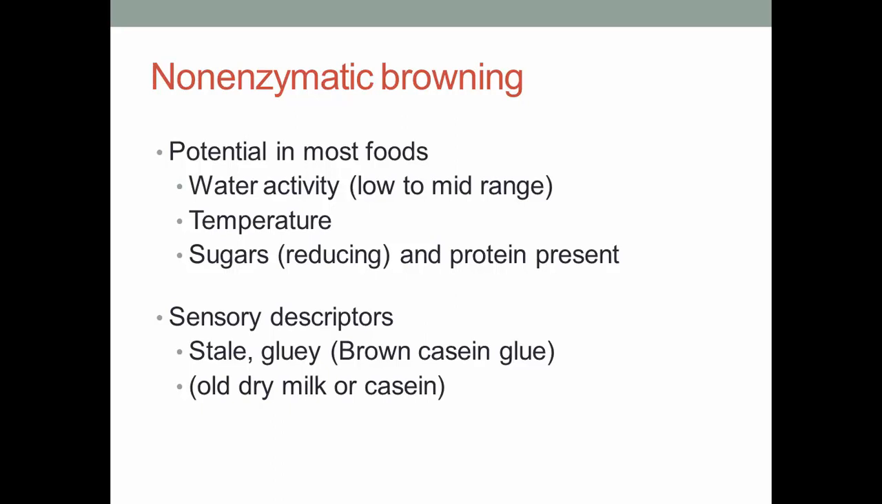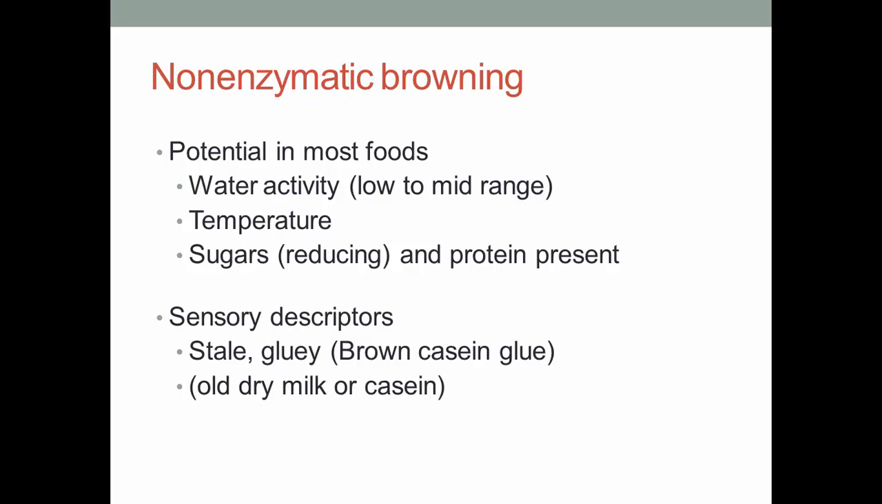So if you've got semi-moist foods, pasty-style foods, they are especially prone to non-enzymatic browning. Anything that's stored under higher temperatures, it can be in a warehouse, it can be in shipment, it can be at home for that matter. Temperature will certainly accelerate it. A major issue too are sugars.